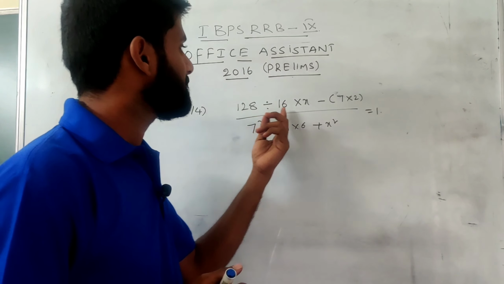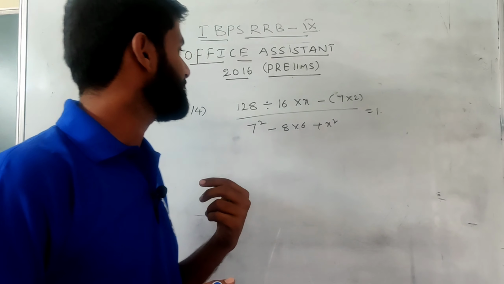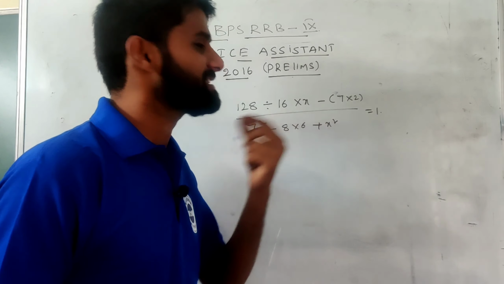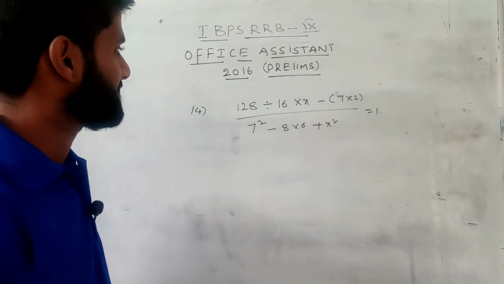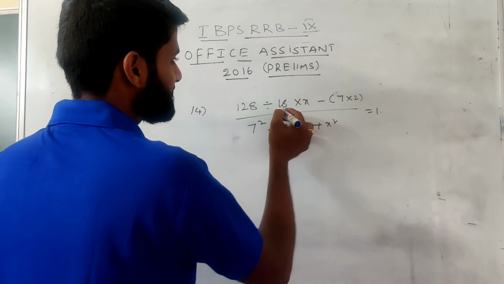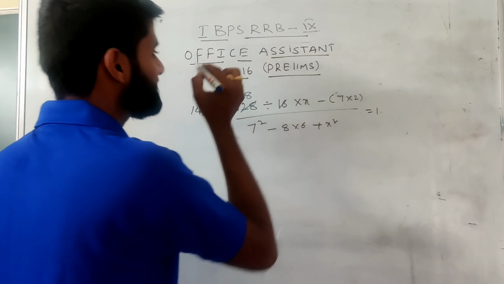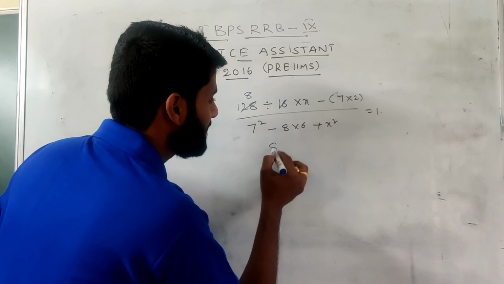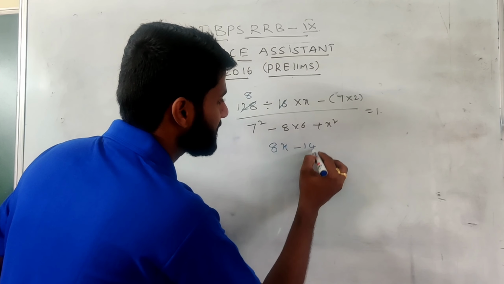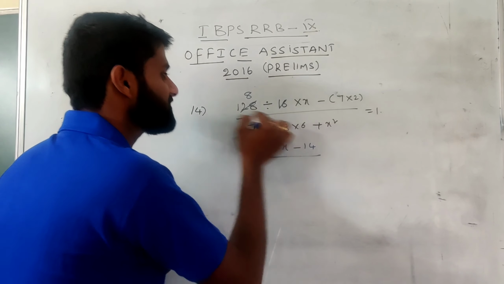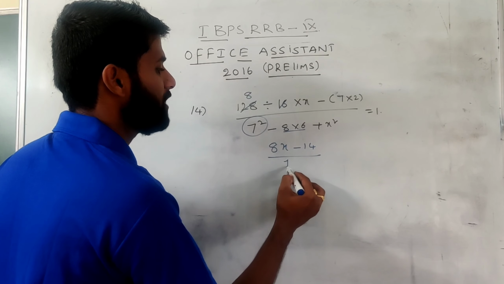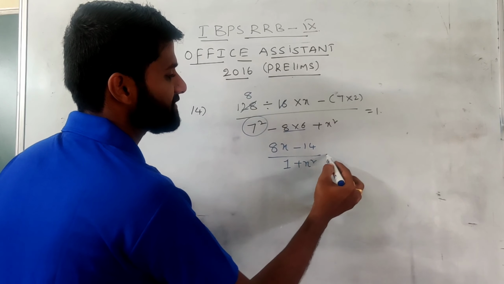128 divisible by 16 into x minus of 7 into 2 divisible by 7 square minus 8 into 6 plus x square. We need to find the value of x. See, first of all, 16 1s are 16, 16 8s are 128, and finally the value becomes 8x minus 14 exactly equal to 7 square 49, 6 8s are 48. 49 minus 48 value becomes 1 plus x square is equal to 1.